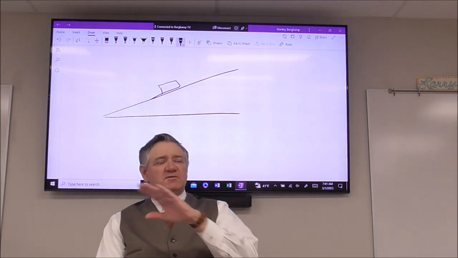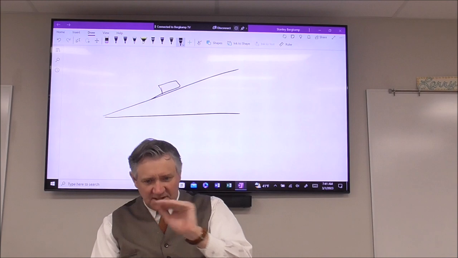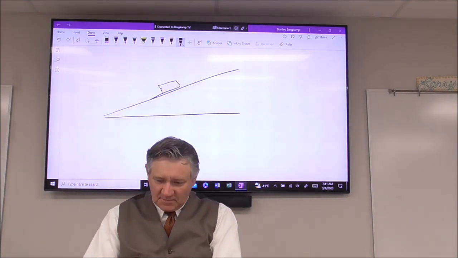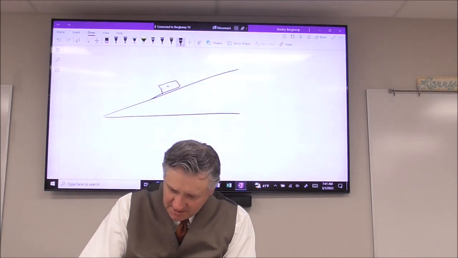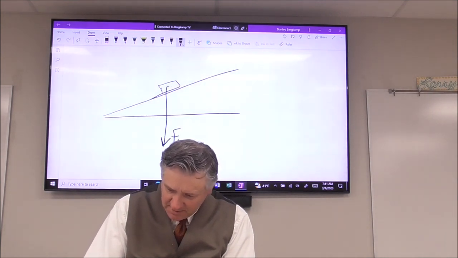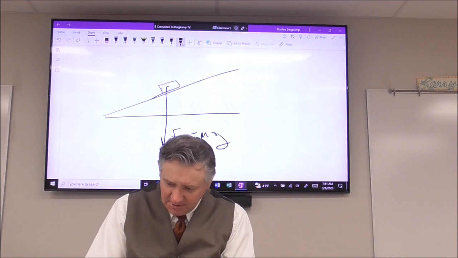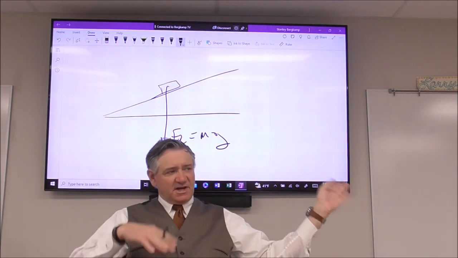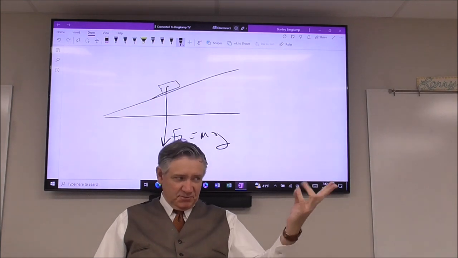What are the three forces that are always present on any inclined plane problem? Force gravity, which is always going to act straight down. That's just mg. Don't worry about making that negative. That's just a gateway force that you're going to use to calculate everything else. That's one. Two more to go.